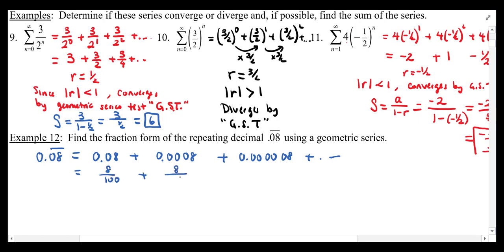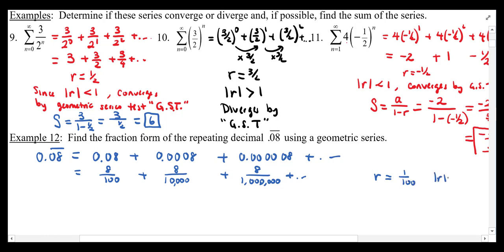This would be 8 over 10,000. That 8 over, add 2 more zeros, a million. You bet. And I hope that you can now see that the common ratio is equal to 1 over 100.